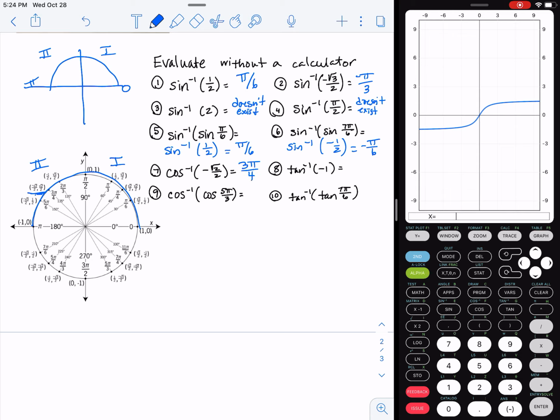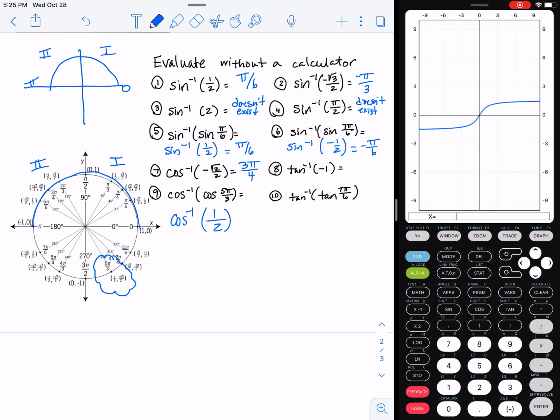I'm going to go ahead and do number 9 as well, since we're on arc cosine. So taking a look, I'm going to focus on this parenthesis. What is the cosine at 5 pi over 3? Well, I'm going to bubble in 5 pi over 3, and its cosine is equal to 1/2. So I need to know what's the arc cosine of a half.